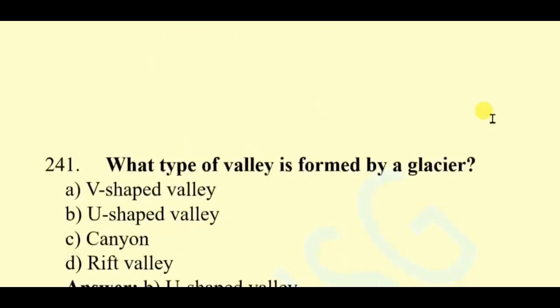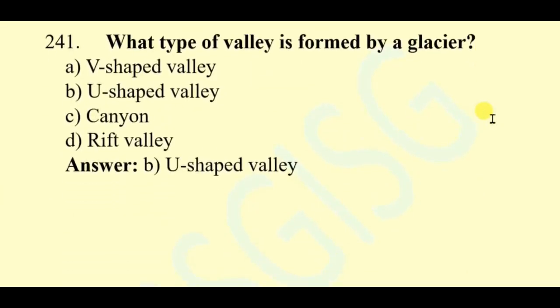Landforms and terrain features. Question 241. What type of valley is formed by a glacier? V-shaped valley, U-shaped valley, canyon, rift valley. U-shaped valley. A V-shaped valley is created by a river, but by a glacier, a U-shaped valley.